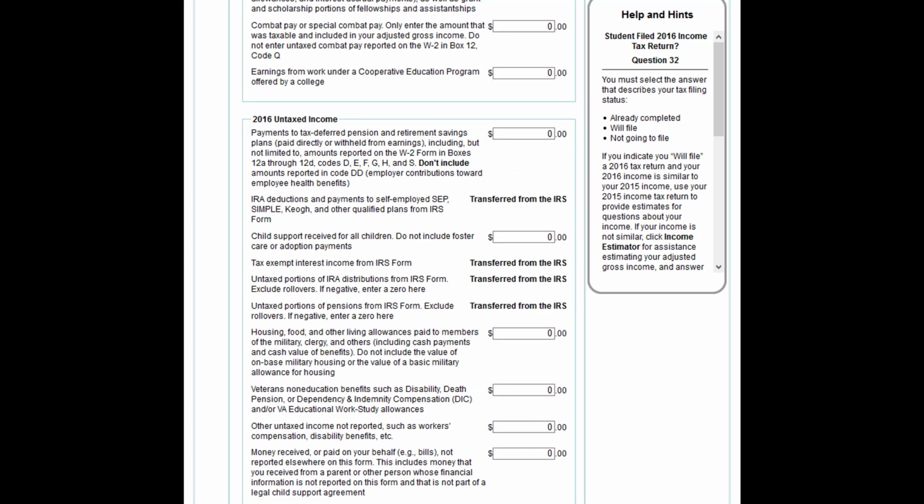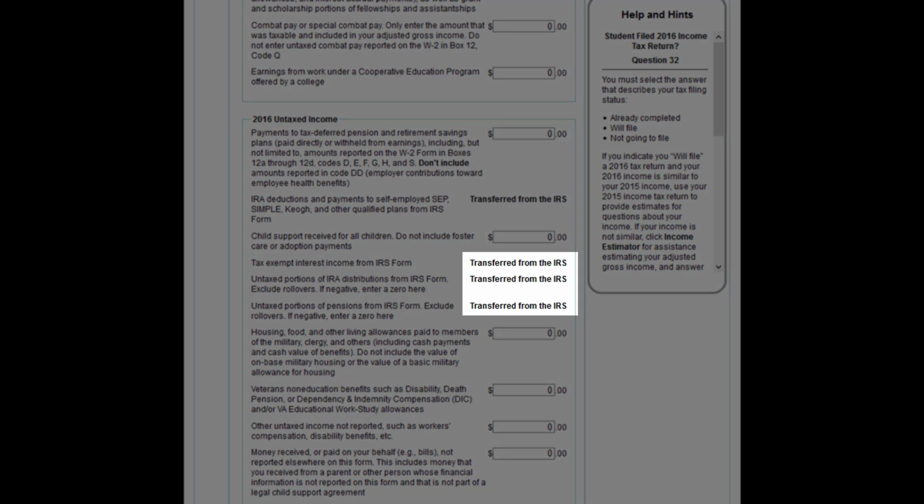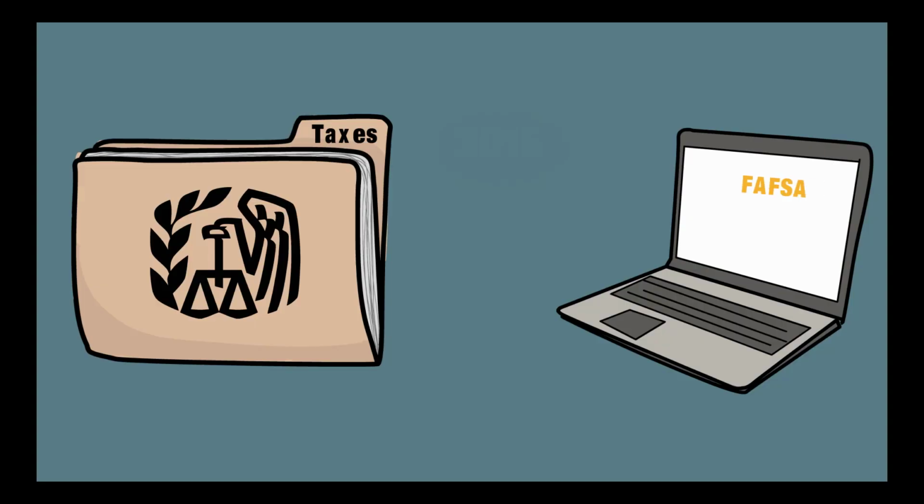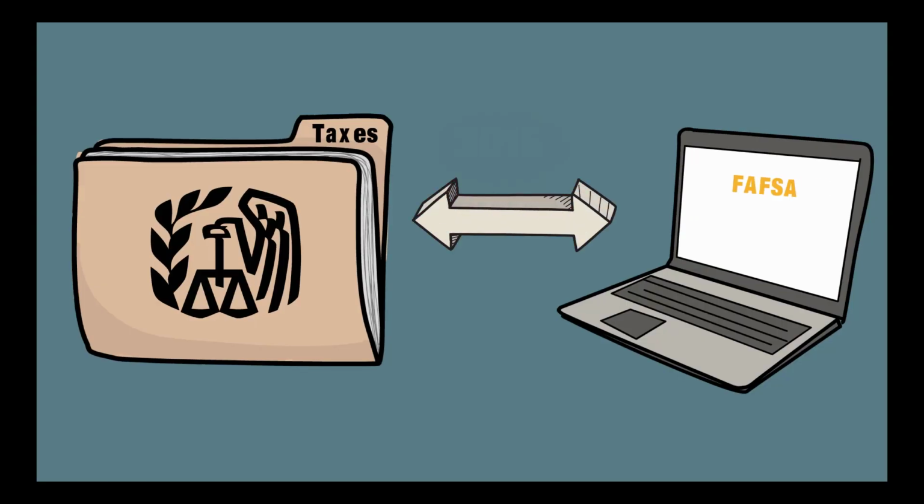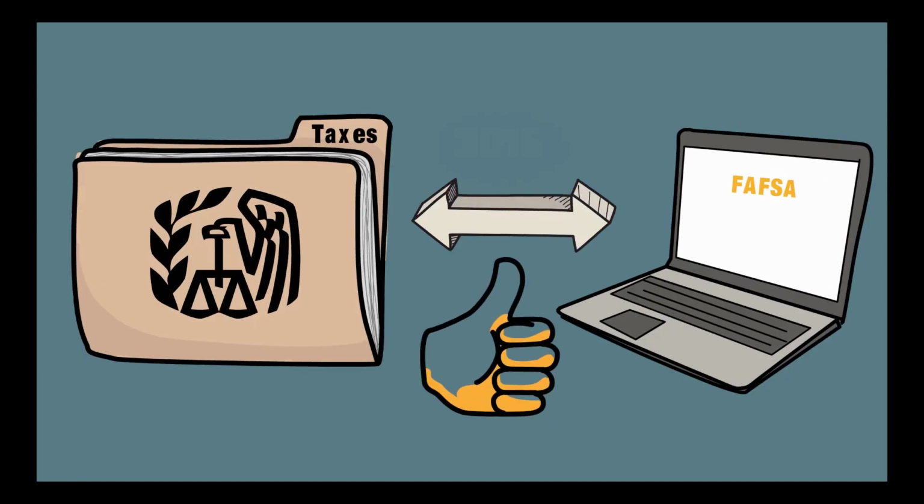To protect your data and enhance security, questions populated with IRS tax info will not display, but will be marked with Transferred from the IRS. If you are confident that you filed your tax return correctly, the tax information imported will be correct. If you feel there is an error in this data, you must contact our office. For step-by-step instructions on how to use IRS Data Retrieval, visit CU Boulder's financial aid website for a video tutorial.